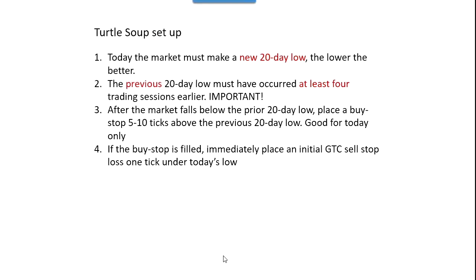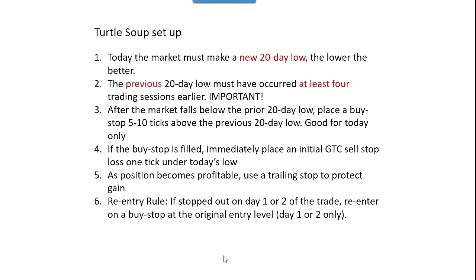If your stop is filled, then we place a good till canceled sell stop 1 tick under today's low. So it's a very aggressive stop, because we're assuming that this breakout is going to fail and we're going to bounce the other way. If it's a valid breakout and it goes the right way, we want to get out as soon as possible because we don't want to be in front of a freight train. When the position becomes profitable, you can use a trailing stop or any type of stop strategy that you want to protect your gains.